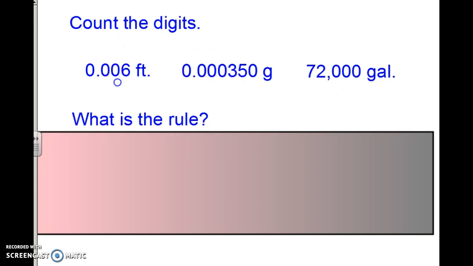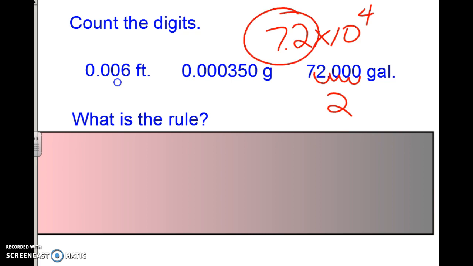The very last one also can be written with scientific notation. So if I put a decimal point here, I would have 5 digits, but since there's no decimal point, I only have 2 digits. And I could write this as 7.2 times 10, and I would have to move the decimal point 1, 2, 3, 4 spaces, times 10 to the 4th, and those are my only 2 digits that are significant.